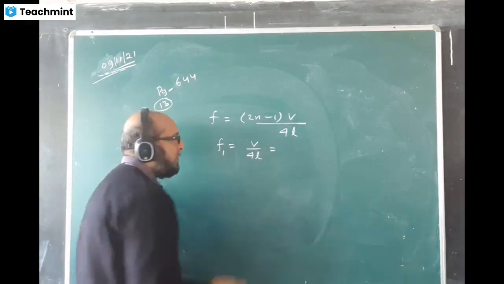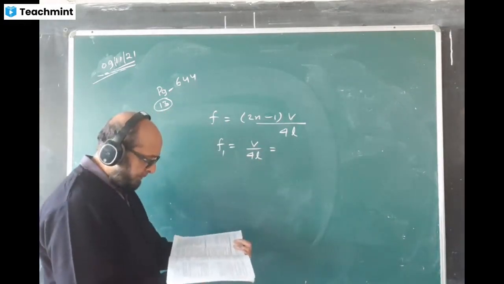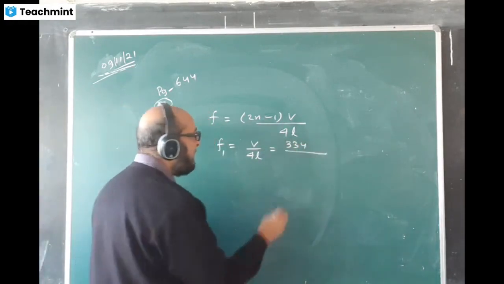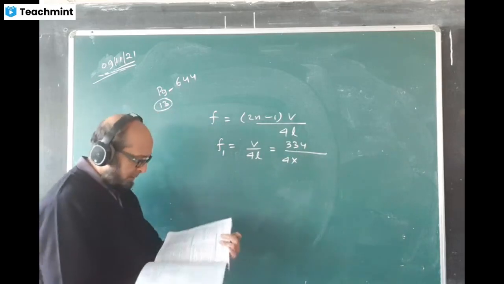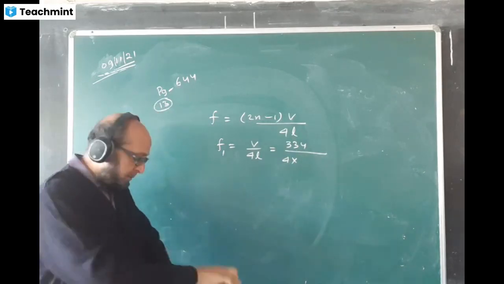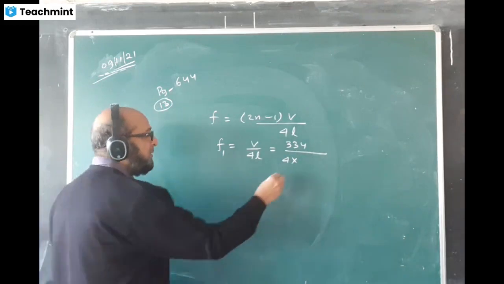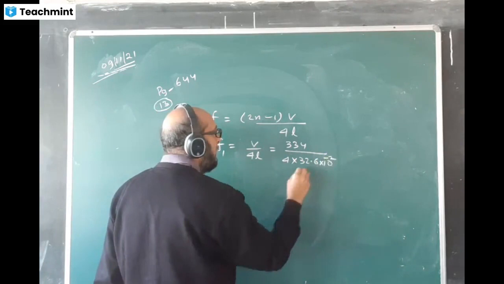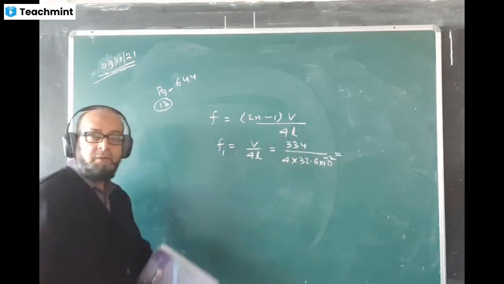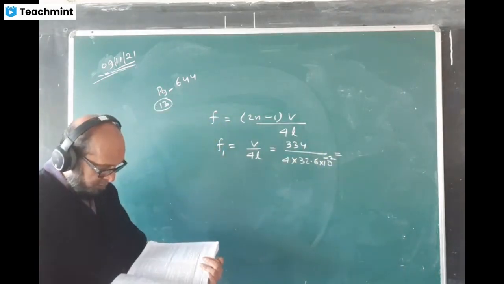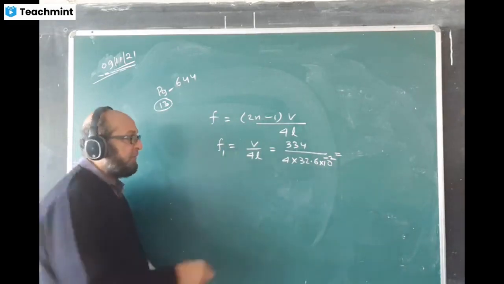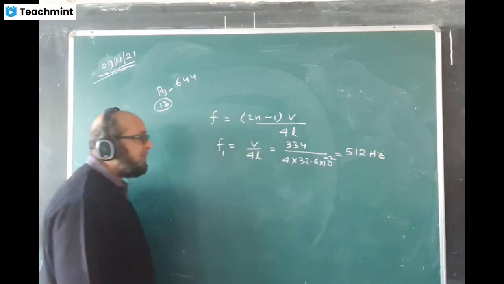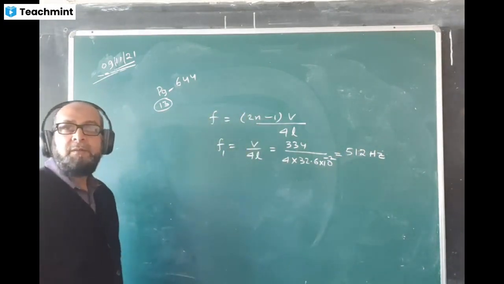We'll put the value. Velocity is given, 334 divided by 4 times the length. Length given is 32.6 centimeter, which we change into meter by multiplying by 10 to the power minus 2. Now we'll calculate it using a calculator. Your answer will come 512 hertz. This is the frequency of the fundamental one.